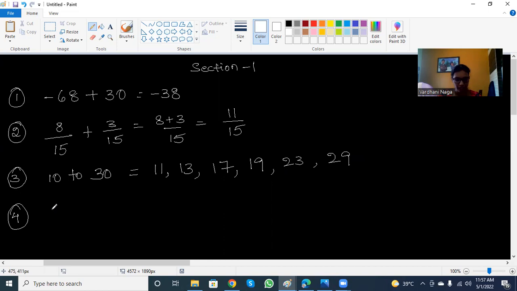Next, Peter has P number of balls. The number of balls with David is 5 times the balls with Peter. Peter has P balls. There is another person here, David, who has 5 times the balls with Peter. So whatever Peter has, he has 5 times more. So 5 into P, 5P balls he has.